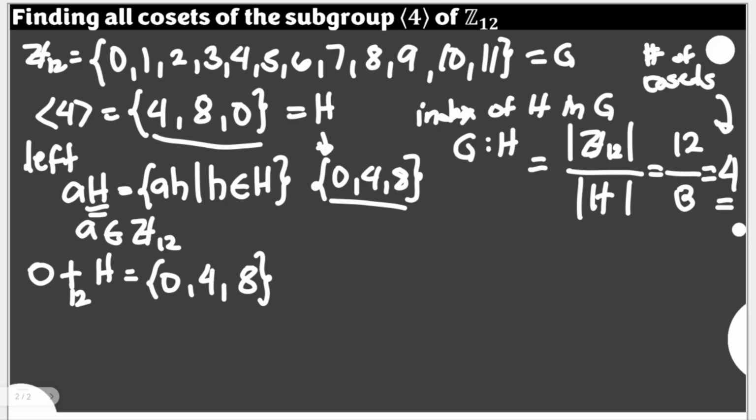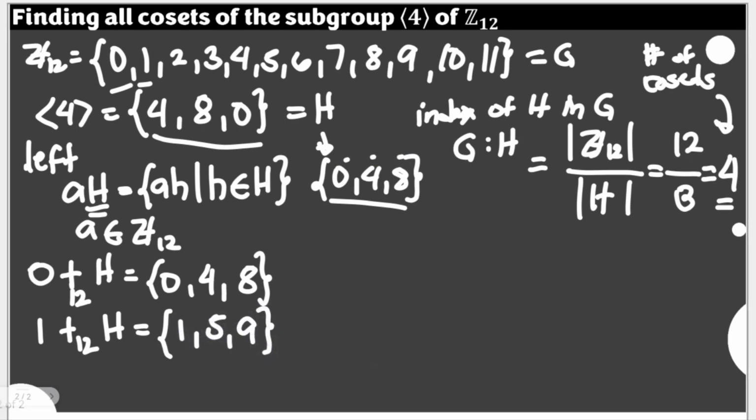The second is if we use the second element of our Z12, 1. Again, this is still addition modulo 12. If I forget to write this in the next few operations, it automatically means on Z12, so please be guided by that. So 1 plus all the elements here. 1 plus 0 is 1. 1 plus 4 is 5. 1 plus 8 is 9. That's the second left coset. We are told by this computation that there are 4.